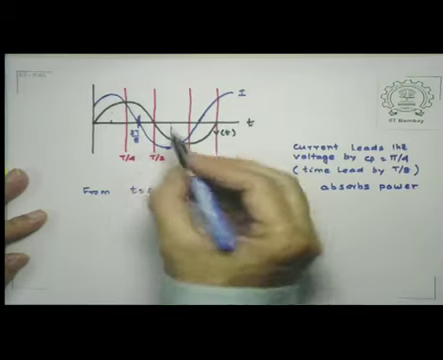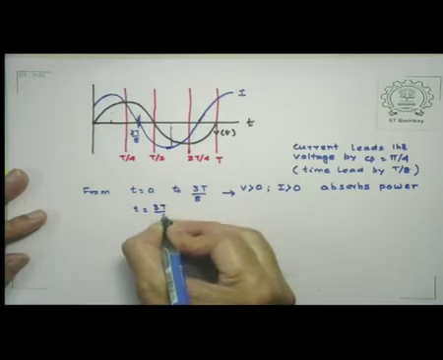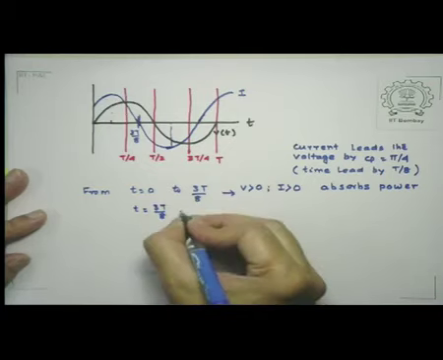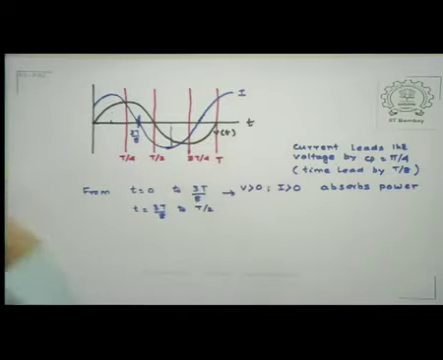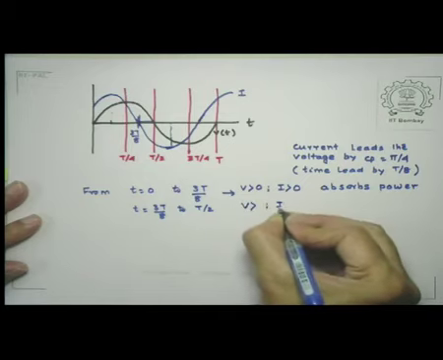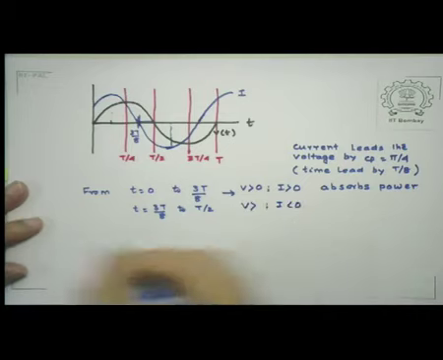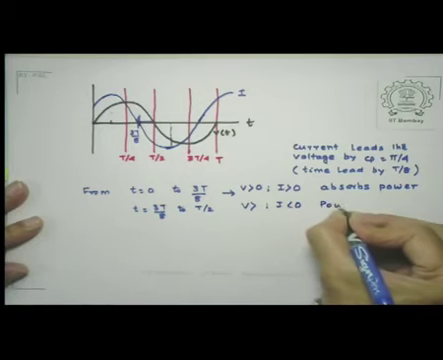Now from 3T by 8 till T by 2, that's in this section here, the voltage is still positive, but the current has now become negative. So therefore, V is greater than 0, but I is less than 0. So therefore, my power is negative and the power is returned.